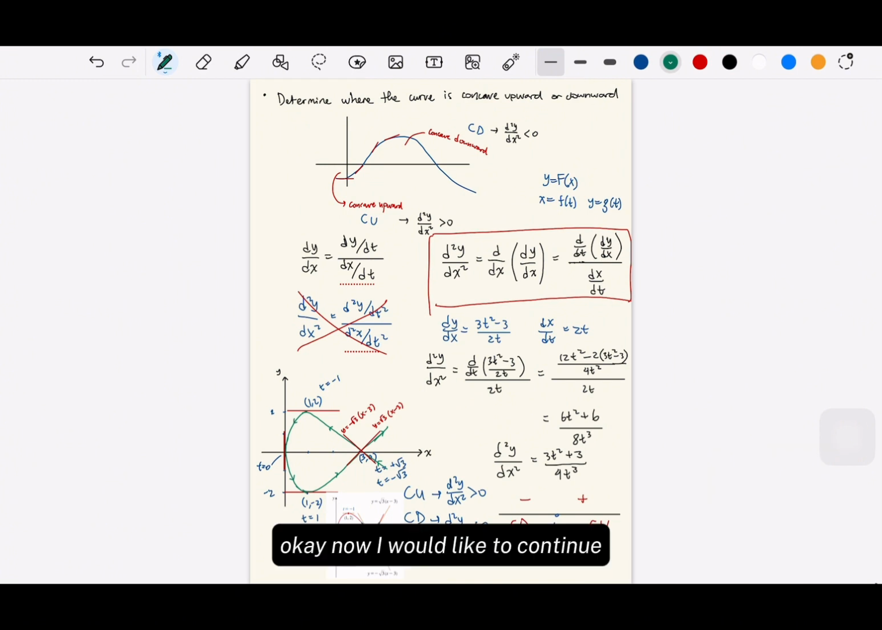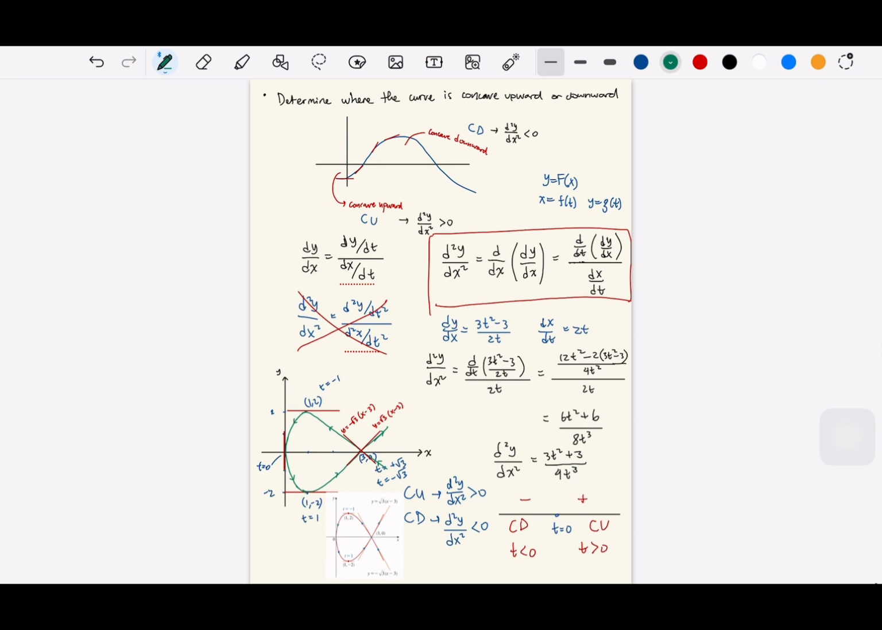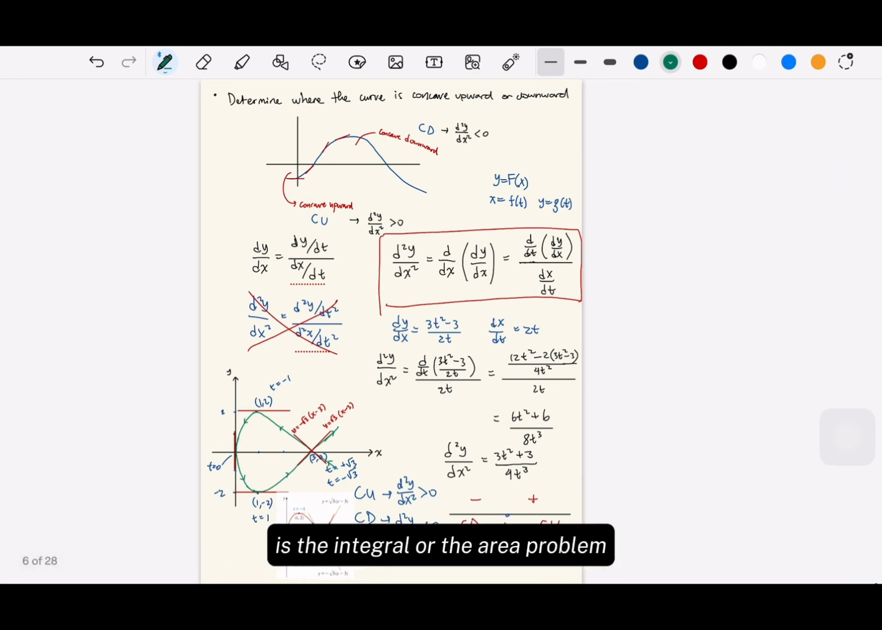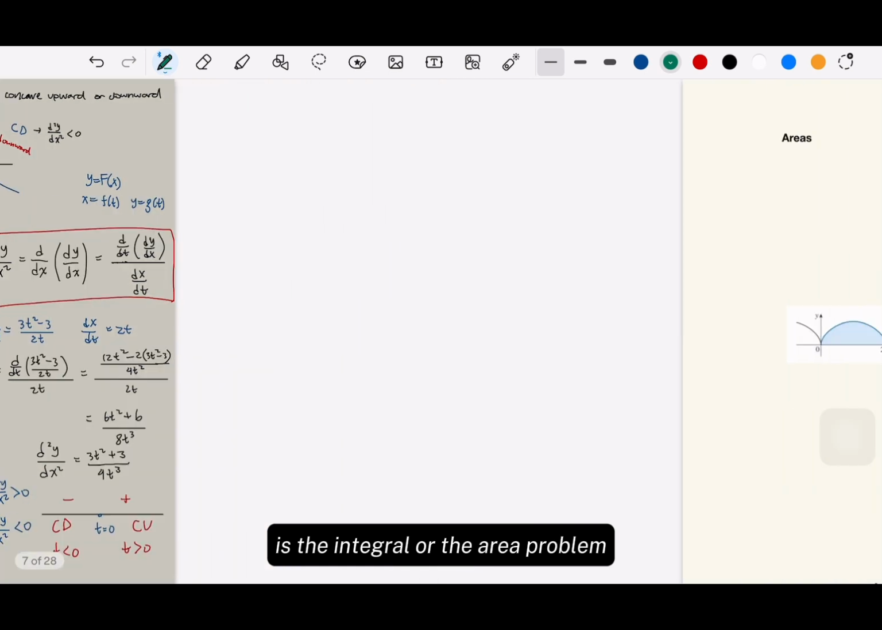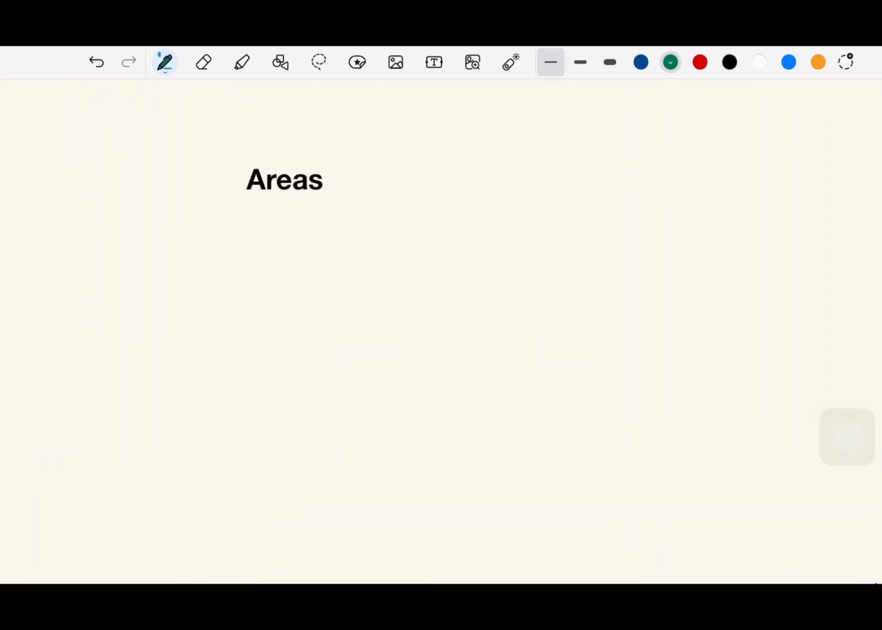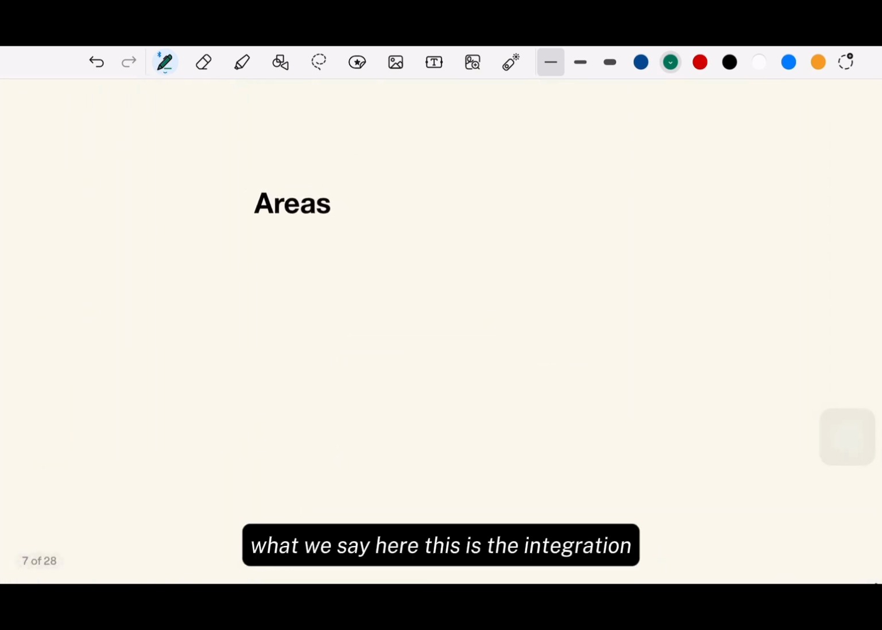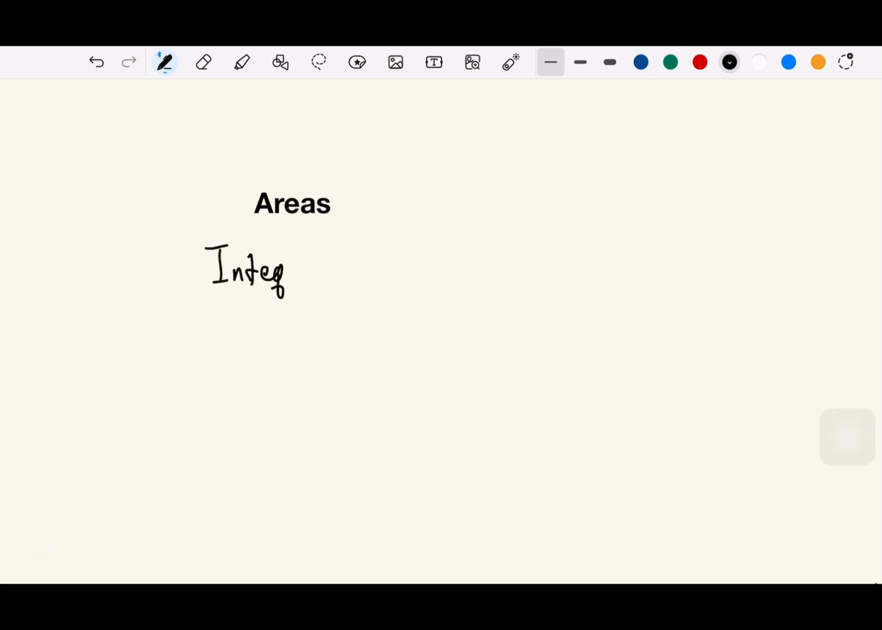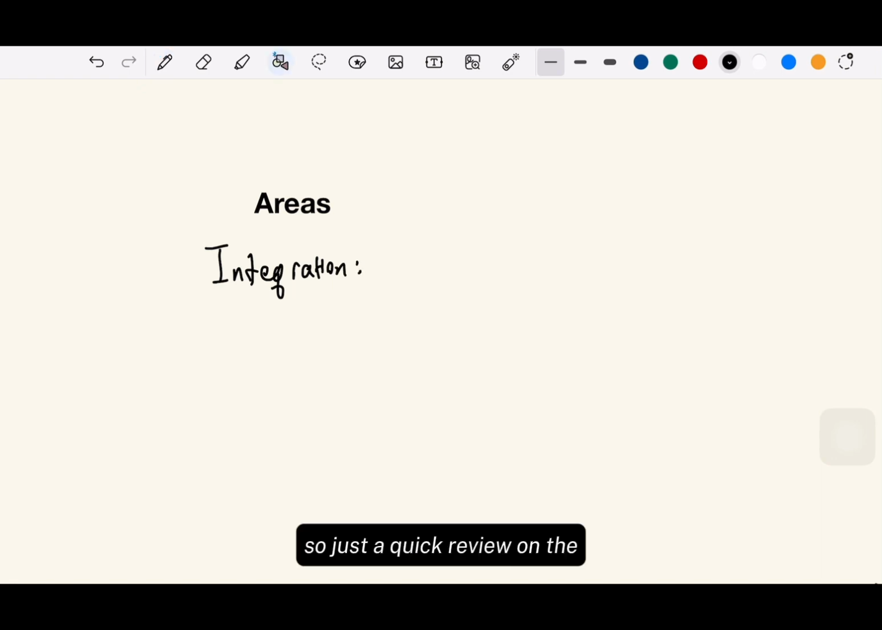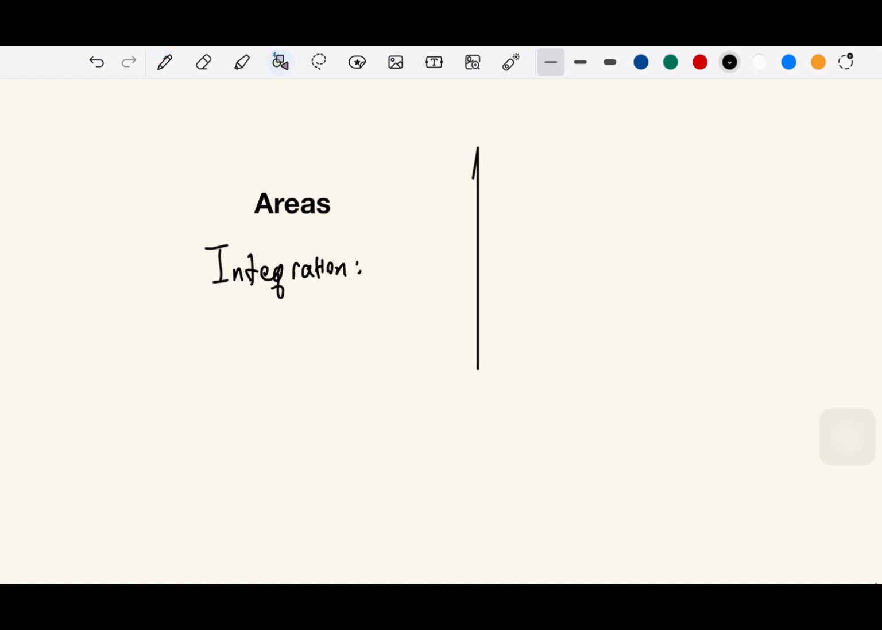Okay, now I would like to continue. So we have done the tangent. Now another part that is crucial in calculus is the integral, or the area problem. Or we say here, this is the integration. So just a quick review on the integral.